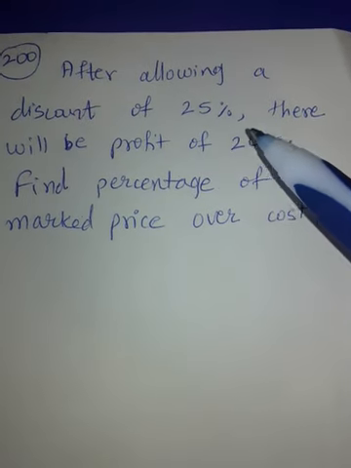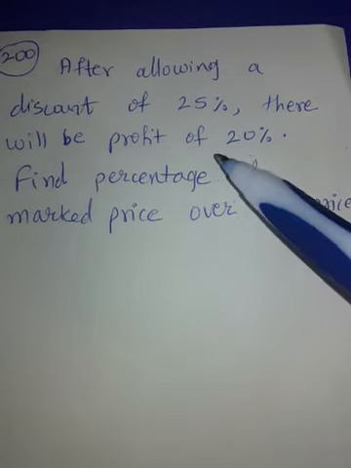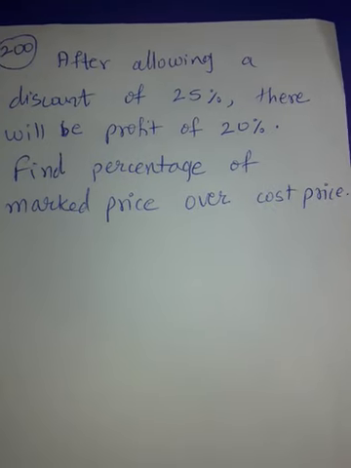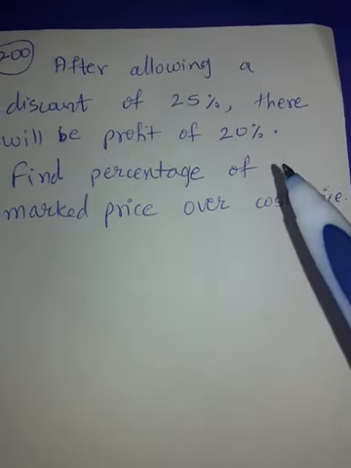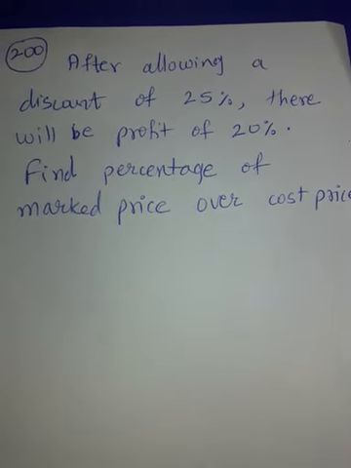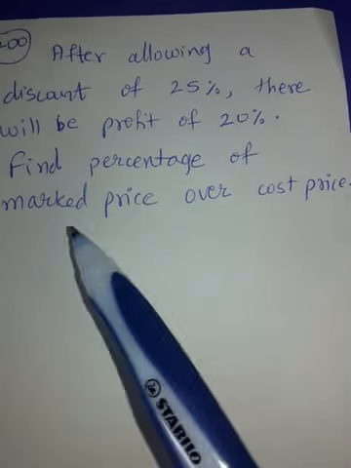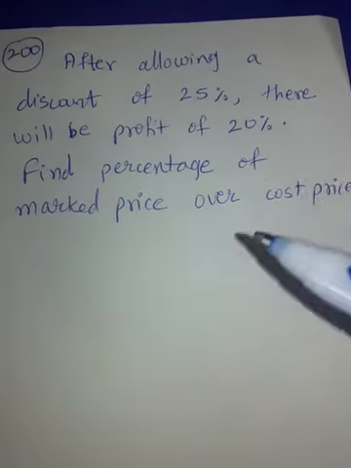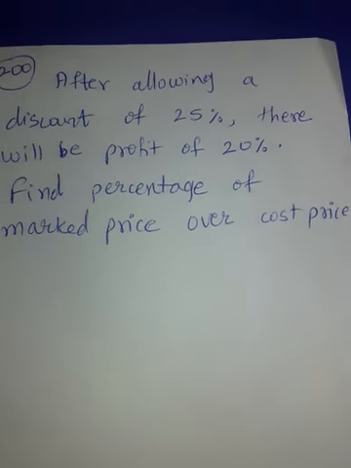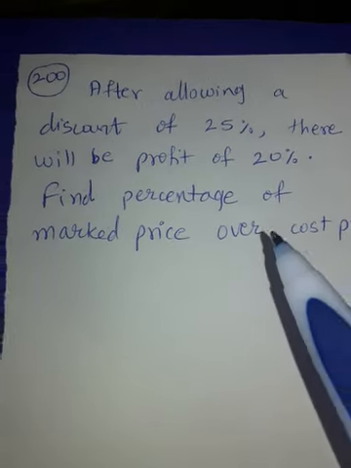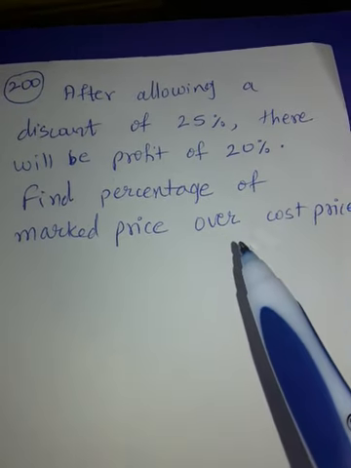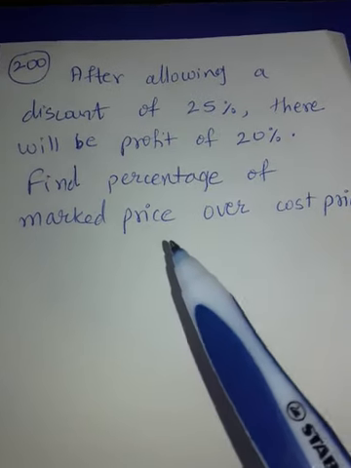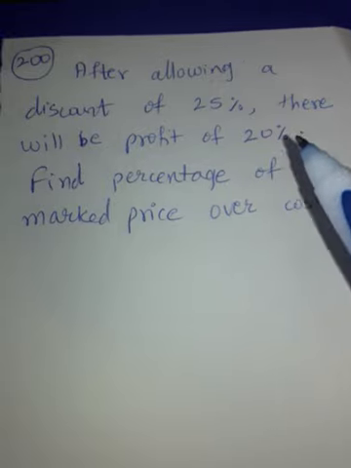Next example. After allowing a discount of 25%, there will be a profit of 20%. Find the percentage of mark price over cost price. Now here we aren't asked any profit or anything, but they are asking some relation between mark price and cost price. Like mark price is marked how much more than cost price? That is the question. So let us see how to find out. Now we know the relation between selling price, cost price. We know the relation between selling price, mark price. So let's see if we can find something about selling price.